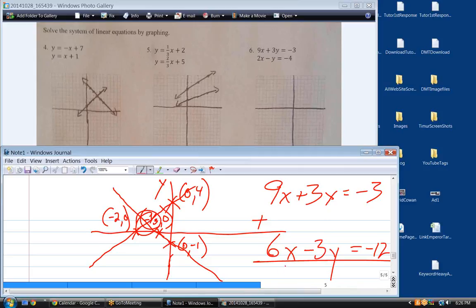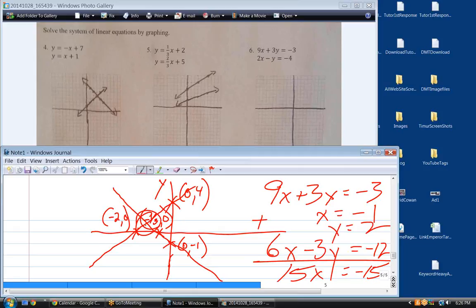So what do we get? 15x is equal to negative 15, so x is equal to negative 1. And if I plug in a negative 1 here, I get negative 6 minus 3y equals negative 12. So I get minus 3y equals negative 6. y equals positive 2.